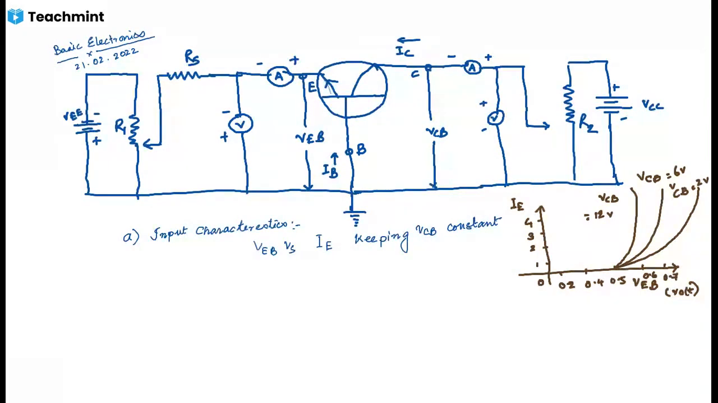And this 0.5, 0.6 is called the knee voltage. So 0.6 will be called the knee voltage. Okay. Everybody cleared with this?